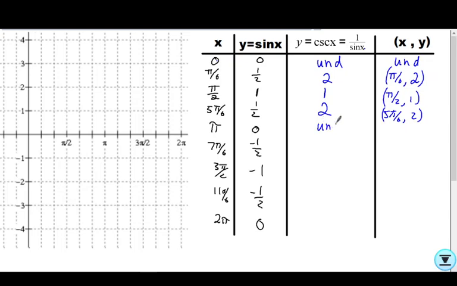The reciprocal of 0 is undefined. The reciprocal of negative 1/2 is negative 2. The reciprocal of negative 1 is negative 1. So 7 pi over 6, negative 2, and 3 pi over 2, negative 1. And this is negative 2 and undefined.